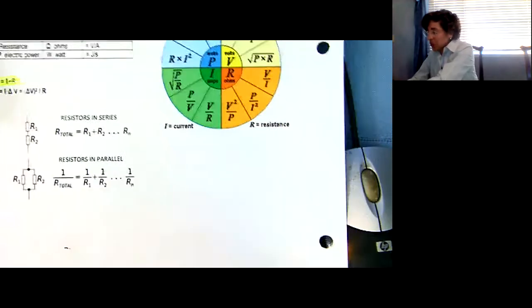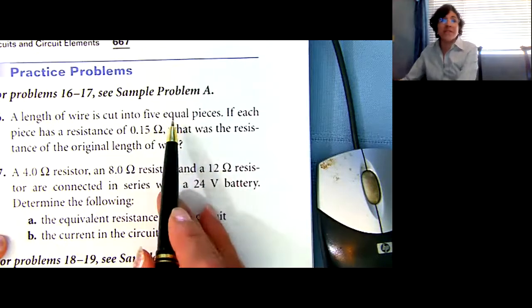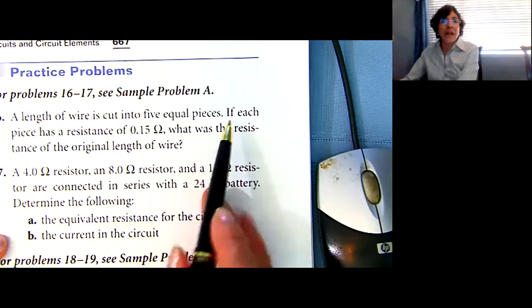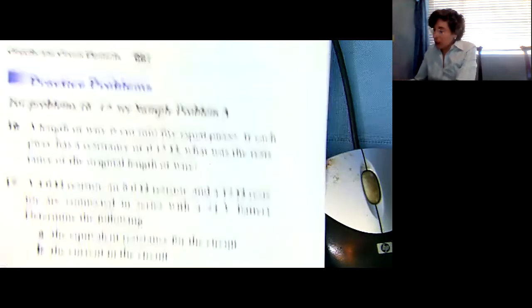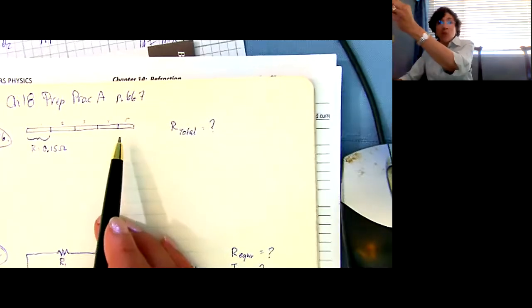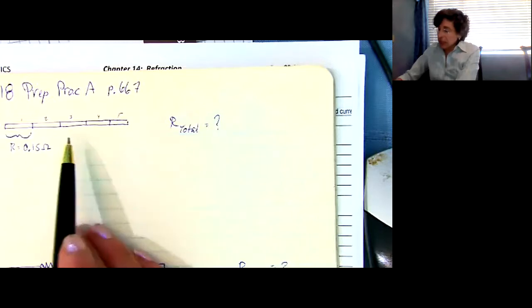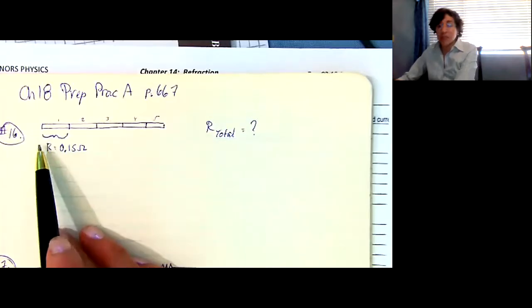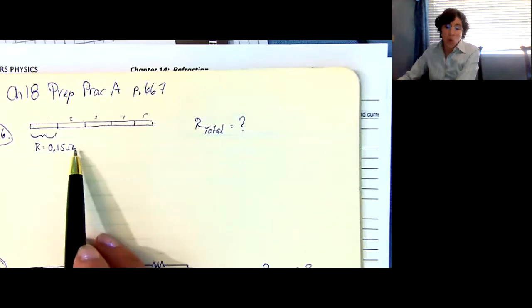All right. So let's start with the first problem. First problem is here, number 16. It says a length of wire is cut into 5 equal pieces, and each piece has a resistance of 0.15 ohms. What's the resistance of the total length of wire? So I went ahead and tried to draw that. I have one length of wire here, and I divided it up into 5 equal pieces. And it told me that the resistance of one of the pieces is 0.15 ohms.